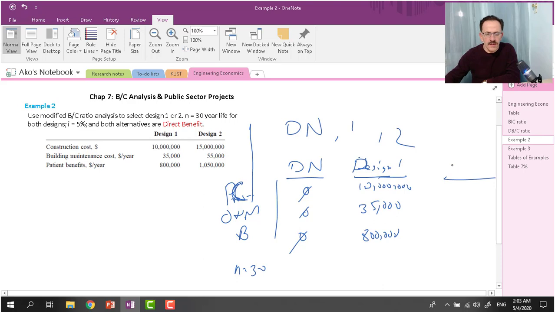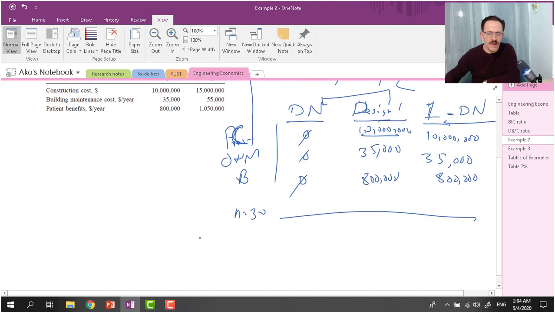So the incremental means you have to subtract design 1 from this one, this one minus this one. So 1 minus do nothing. Now 10 million minus 0 is still the same, and 35,000 is 35 minus 0. 800,000 is equal to 800,000.